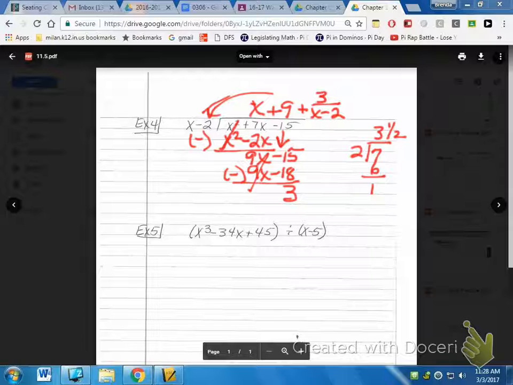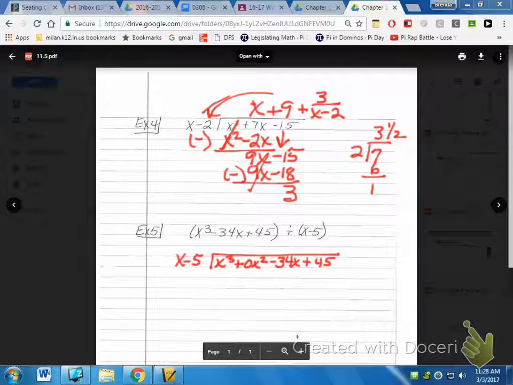Okay, now, next and last, you might not be given the problem in the division box. You might have to write it that way. So here we go. X cubed minus 34x plus 45, don't write it yet in the box, divided by x minus 5. In order for this to work out with long division, you can't skip any terms. Here's what I mean. You got to start with x cubed. There's no x squared term, but you got to put a spot there. So plus 0x squared, okay, minus 34x plus 45. And I'm divided by x minus 5.